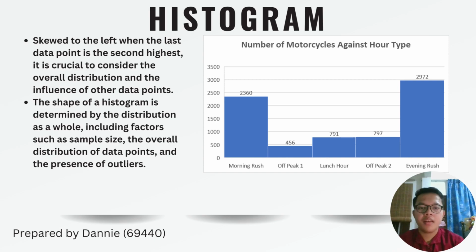Okay, for the third histogram graph, the number of motorcycles against hour type, the histogram is skewed to the left when the last data point is the second highest. It's crucial to consider the overall distribution and the influence of the data points. The shape of a histogram is determined by the distribution as a whole, including factors such as sample size, the overall distribution of the data points, and the presence of outliers.